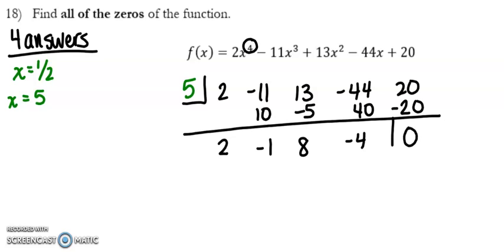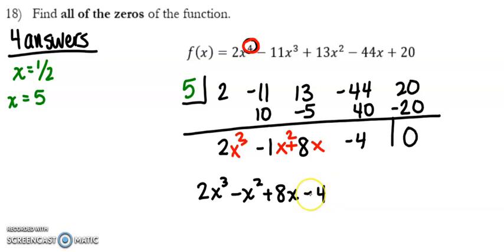The next one then, I could continue this synthetic division and put a 1/2 up in the skybox. Or, because I was at x to the 4th, and I just divided by x to the 1st, this leaves me with 2x cubed minus x squared plus 8x minus 4. And this one could nicely be factored by grouping.